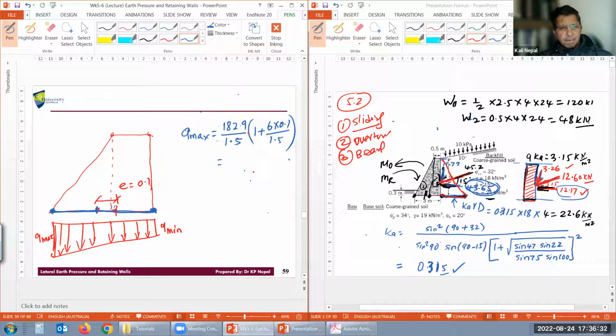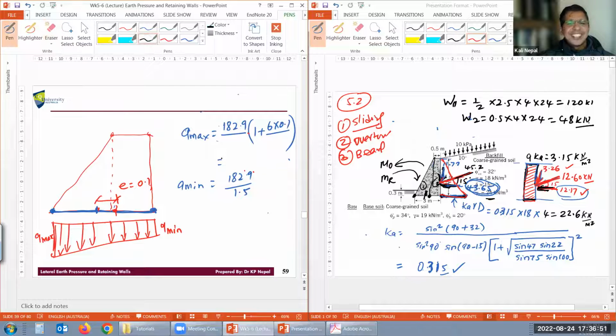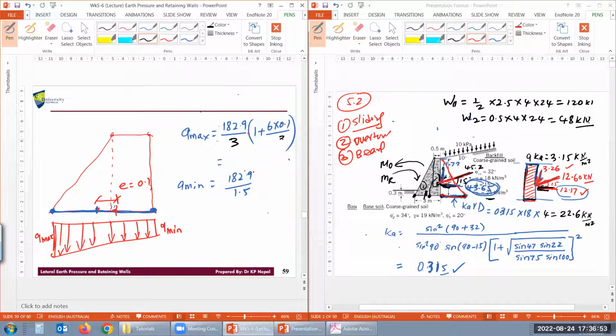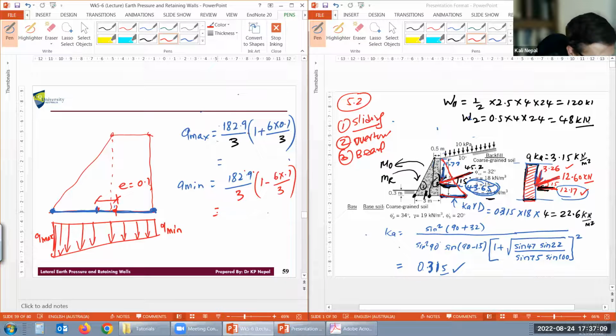Maximum pressure, right? The Q minimum is the same, but with a slight minus there. So 182.9 divided by 1.5. Oh, B is not 1.5, B is 3. Look at this, because all the width we need, yeah, 3 there. So now, 1 minus 6 times 0.1 divided by 3. Of course, the width is 3, right? Total foundation width.